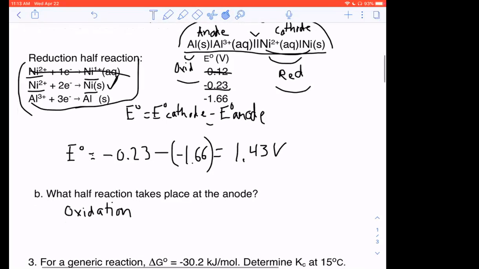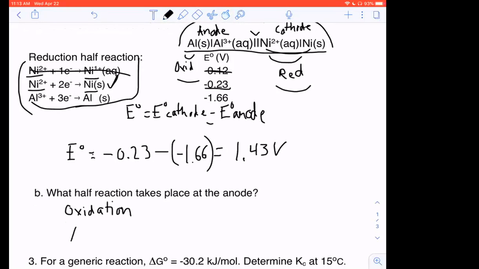In this case, it's aluminum solid going to aluminum 3+ plus 3e-. And that's what's happening at the anode. I didn't actually ask this, but the cathode is just going to be the reduction reaction between nickel 2+ and nickel, which is actually what's already given in the table. So what I have the check mark by would be exactly the reduction reaction that takes place at the cathode, if that were your question as well.